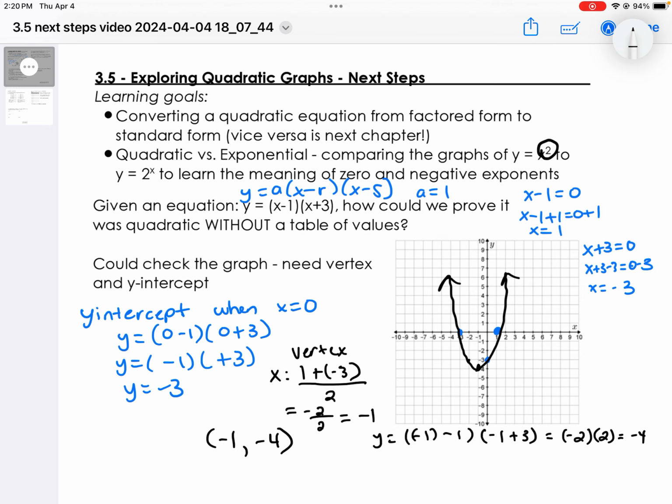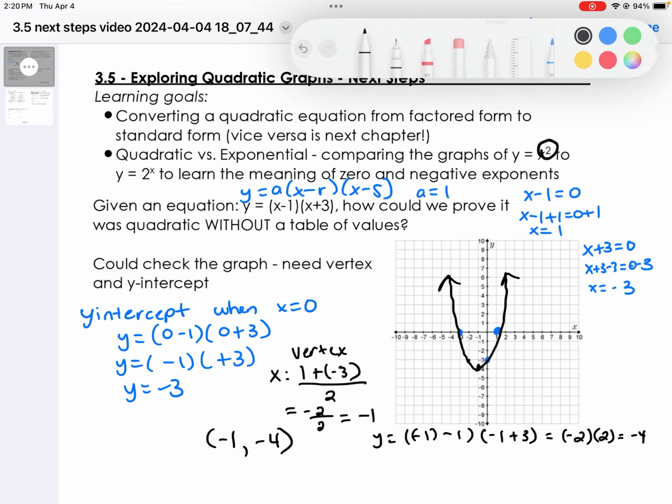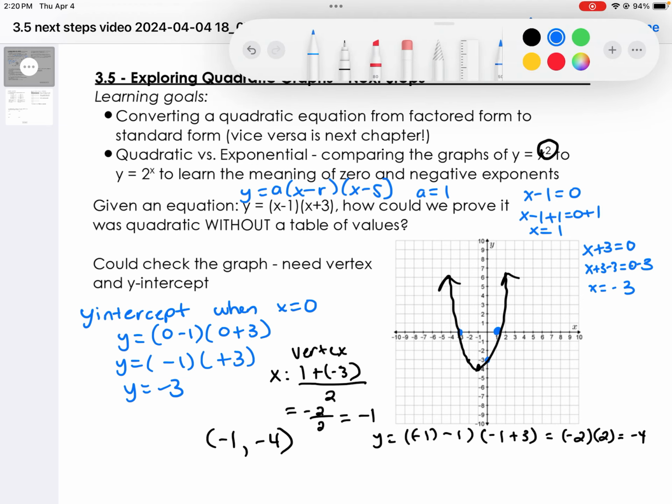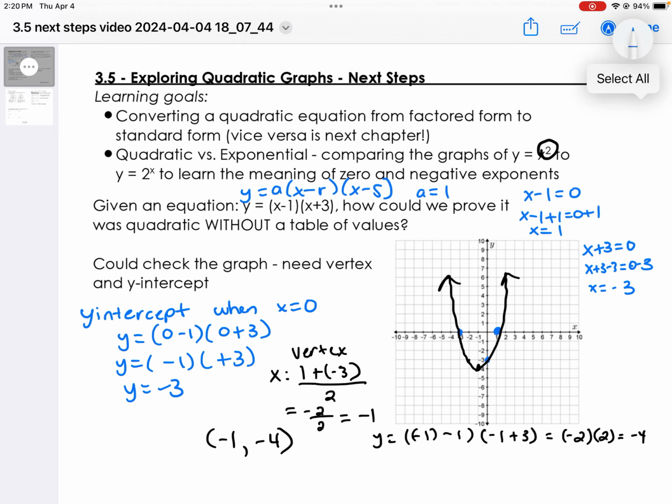Okay, so if you have factored form, you do have to do a pretty significant amount of algebra in order to get it to be a usable form, but that's okay.